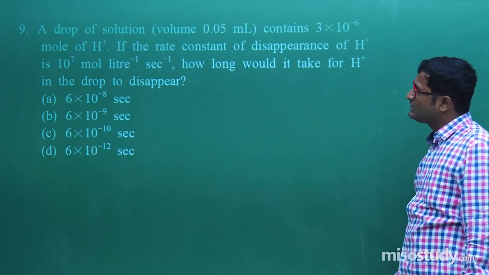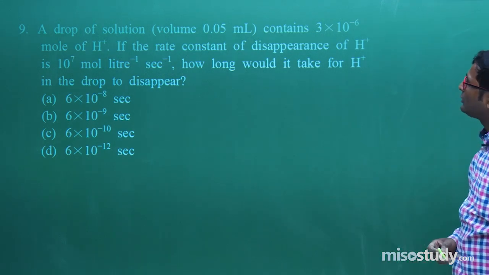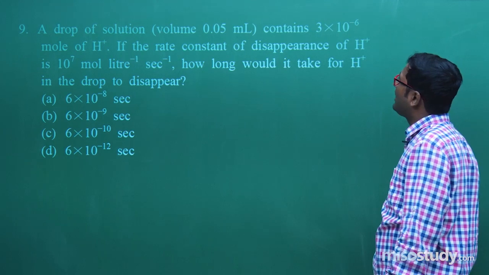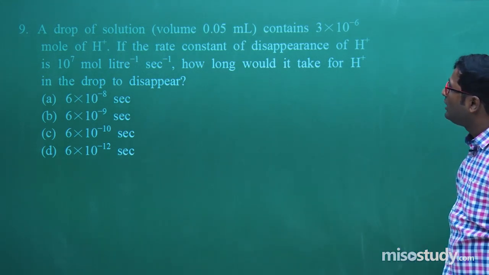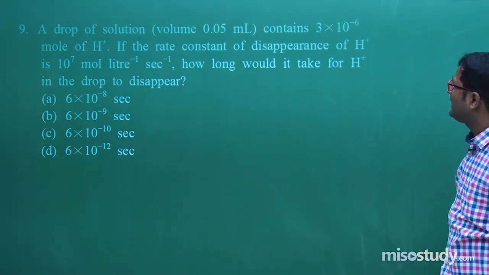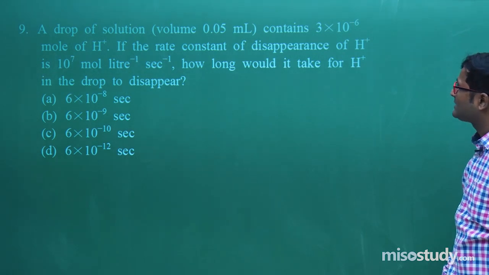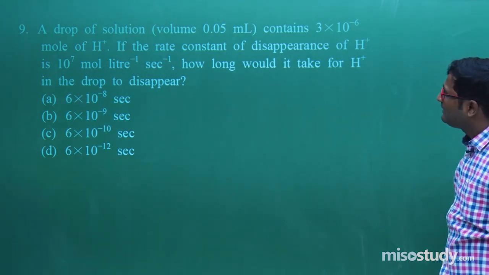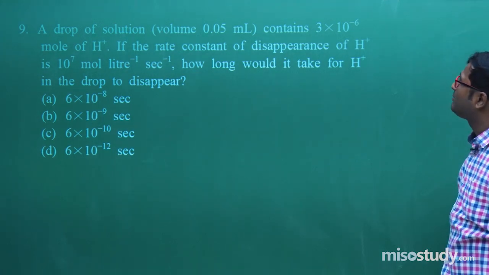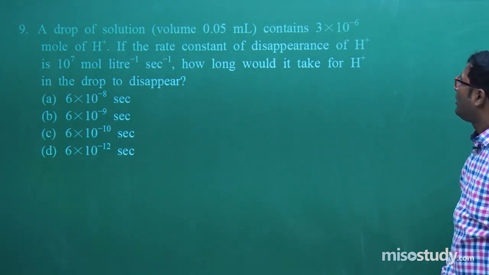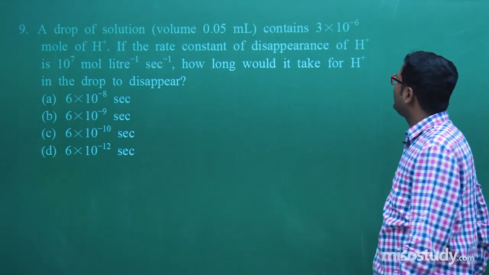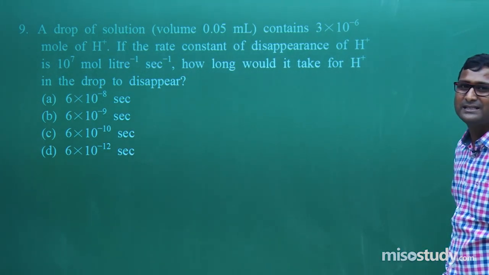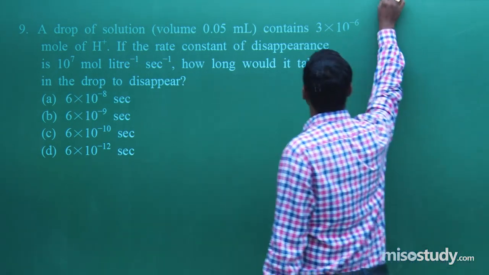What is the next question? Check it out. A drop of solution contains 3 into 10 to the power minus 6 mole of H plus. If the rate of disappearance of H plus ion is 10 to the power 7 mole per liter per second, how long would it take for H plus in the drop to disappear? This is one of the simplest questions.